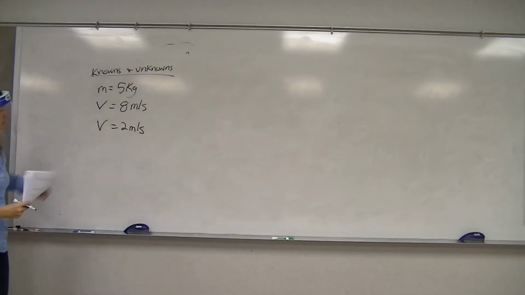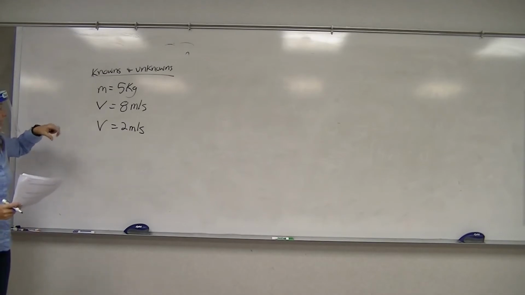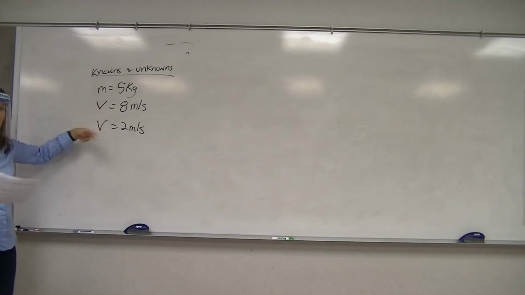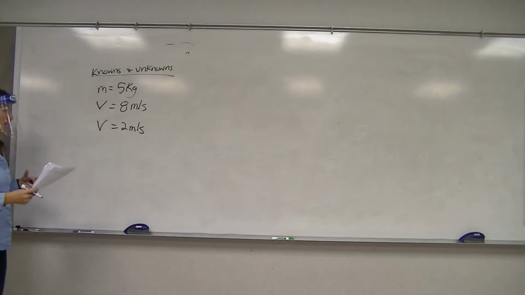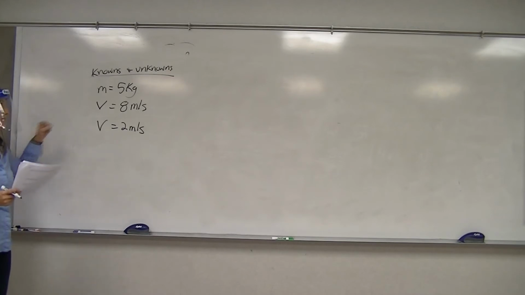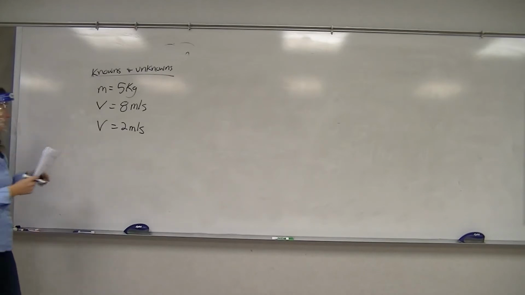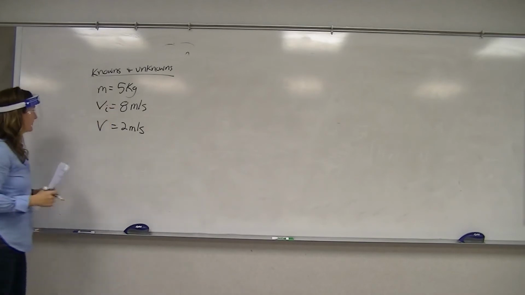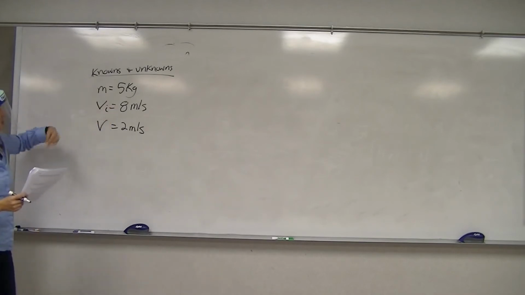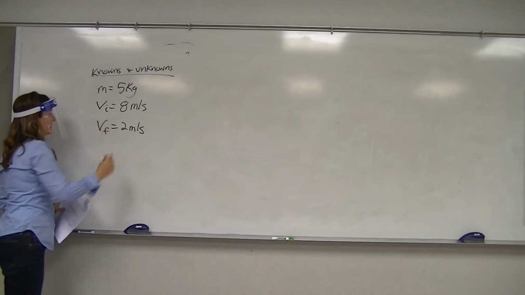Since I have 2 velocities, I need to distinguish these somehow. I can label them as velocity 1, velocity 2, or as initial velocity and final velocity, whatever helps. I'm going to do initial and final because that's going to help the most for this one. So the ball was initially traveling at the 8 or the 2? The 8, that's where it started. So this is my initial velocity. Then it slowed down to a final velocity of 2.